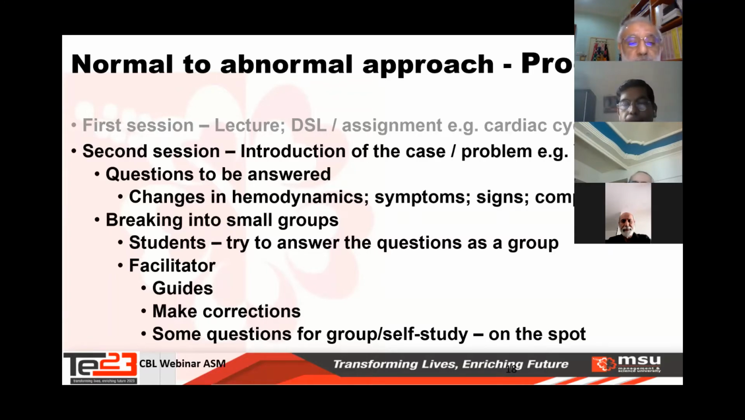The students try to answer these questions as a group, and the facilitator guides them, makes corrections, and answers some of the questions on the spot. So this is the first approach, which is the normal to abnormal approach, and it is mainly applicable to preclinical years.